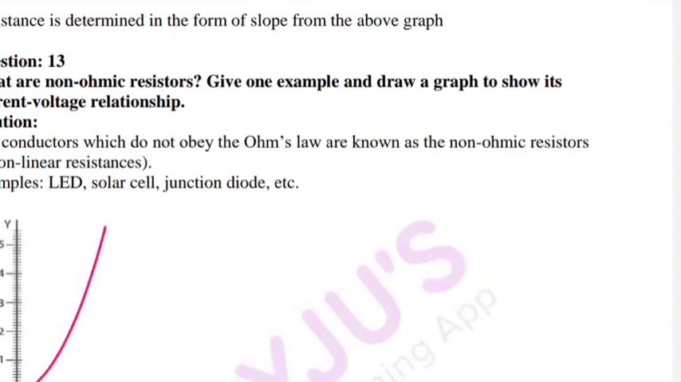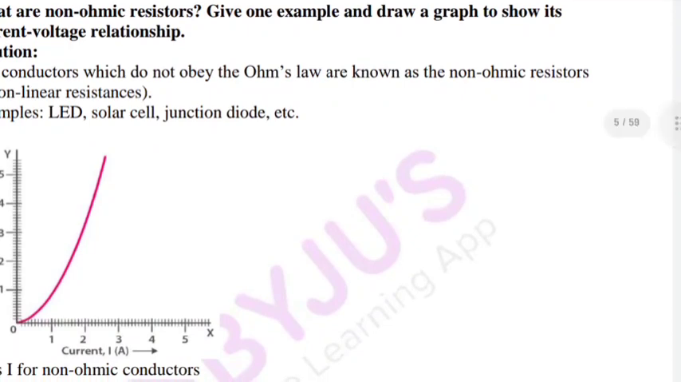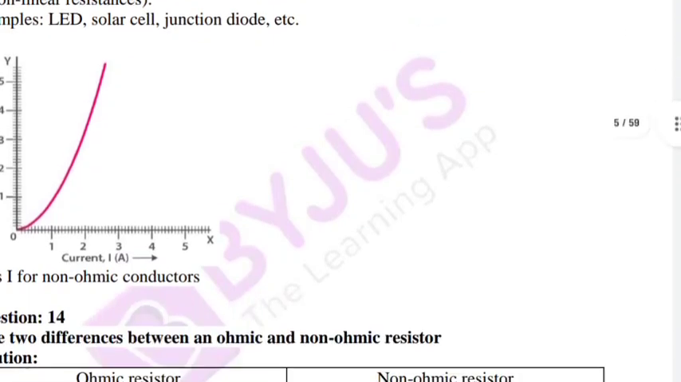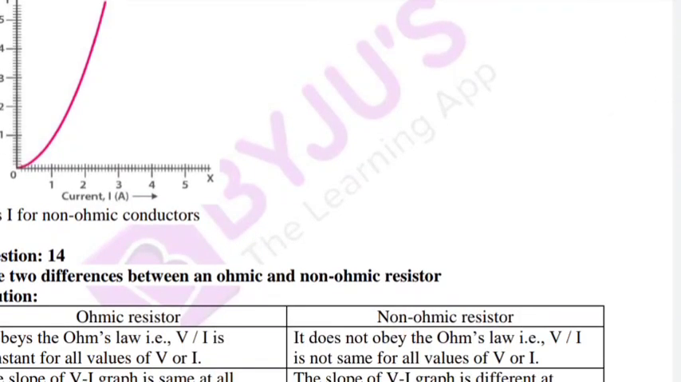And question number 13: what are non-ohmic resistors? Give one example and draw its current-voltage relationship. A conductor which does not obey Ohm's law is called a non-ohmic resistor. Non-linear resistors and non-ohmic resistors are the same. Examples of non-ohmic resistors are the LED, solar cell, Zener diode, etc. For a non-ohmic resistor, the graph will not be a straight line.